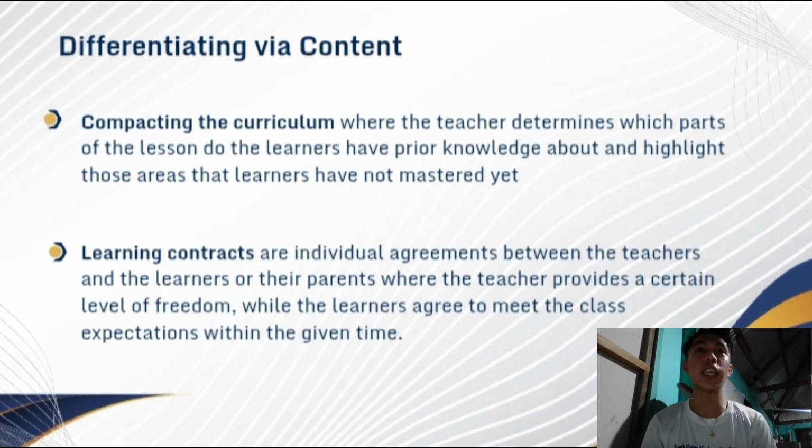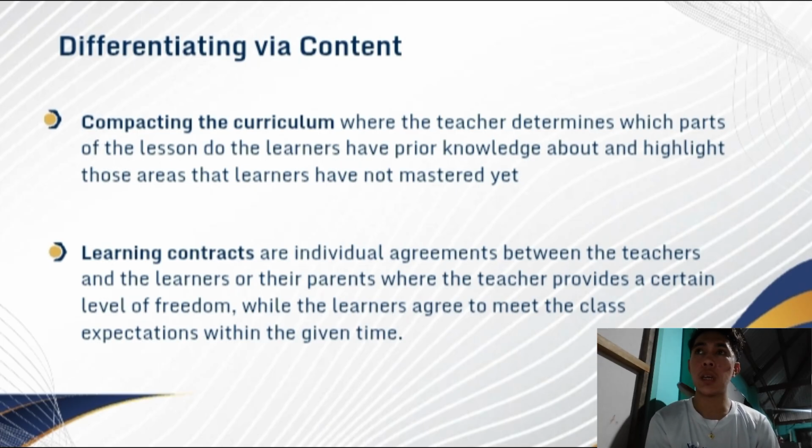Next is differentiating via content. There are four types of differentiating via content. First is compacting the curriculum. This is where the teachers determine which parts of the lesson the learners already have prior knowledge about and highlight those areas the learners have not yet mastered. So this is about the teacher identifying students who have prior knowledge about that and only need to master it.